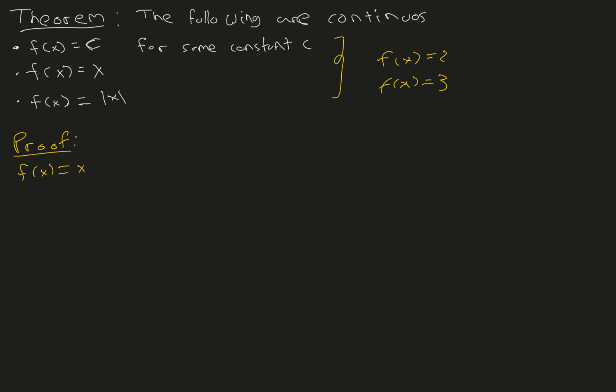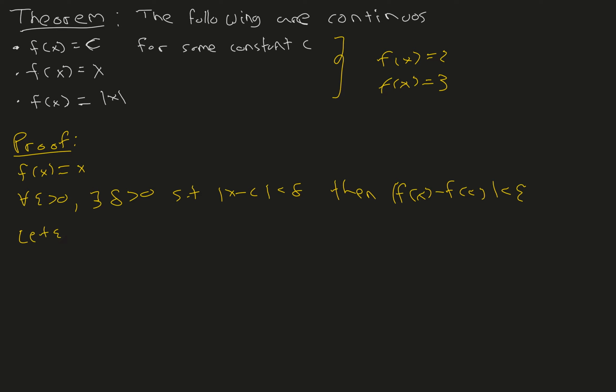So remember the definition of continuity said that for all epsilon greater than 0, there exists a delta greater than 0 such that if the modulus of x minus c is less than delta, then the modulus of f of x minus f of c is less than epsilon. So we have to show this definition. So let epsilon be greater than 0. We seek delta greater than 0 such that x minus c is less than delta.